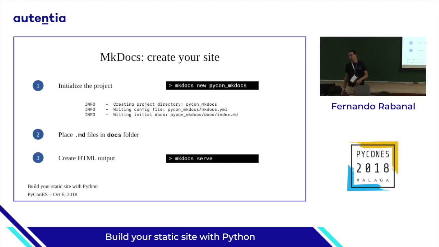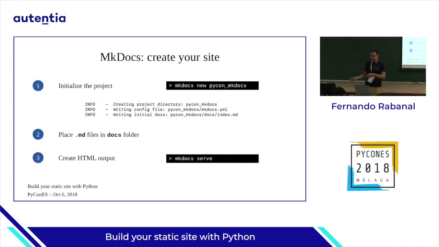How do we create our site in MkDocs? We are in the terminal and we say, okay, MkDocs, please make a new page and call it PyCon MkDocs. And it says, okay, creating the project directory, creating the config file, because it's in YAML language, also a very simple language for config files. And then write an index.